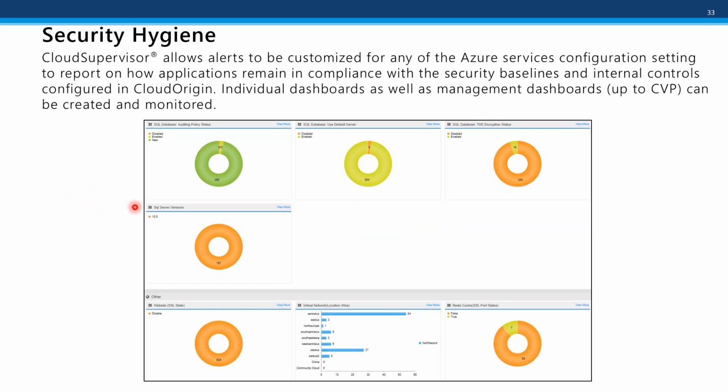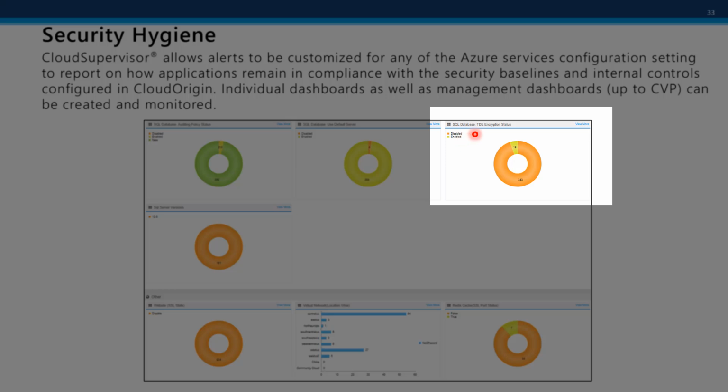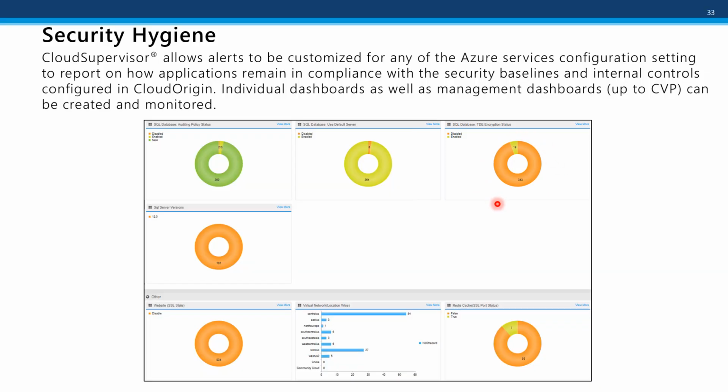Here's another example of the focus dashboard and security hygiene. In this case, let's focus on this report, the TDE encryption status. You can see that there are approximately 300 plus SQL databases in this example that do not have encryption turned on. And so that represents a potential security vulnerability and potential lack of compliance with regulatory standards.